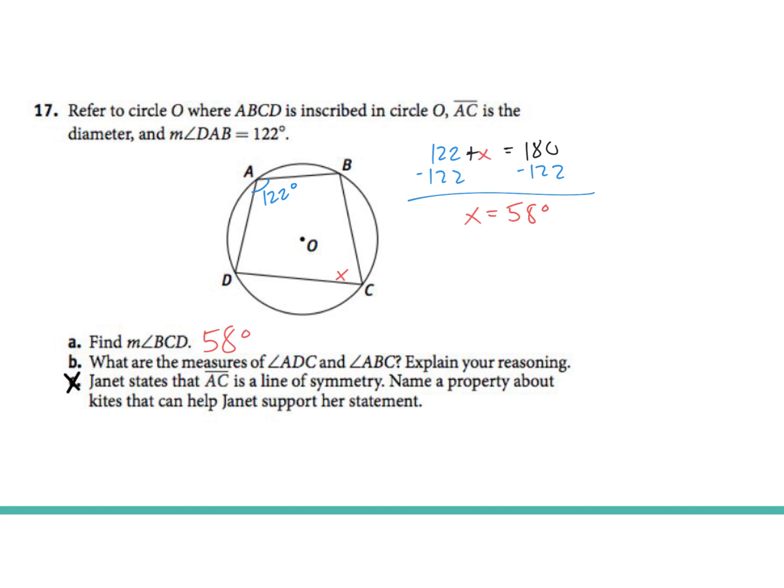Now let's move on to part B. We are actually going to skip part C, so you can cross that out. For part B, it's now asking what are the measures of the other two angles, ADC and ABC. Now it asks us to explain our reasoning too.